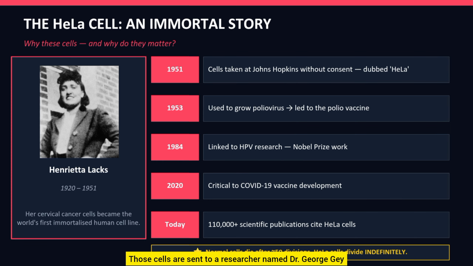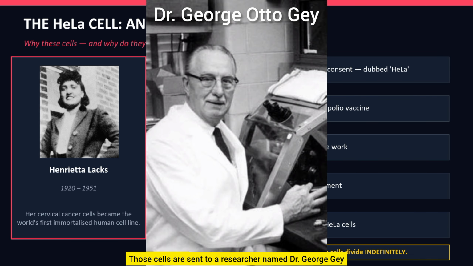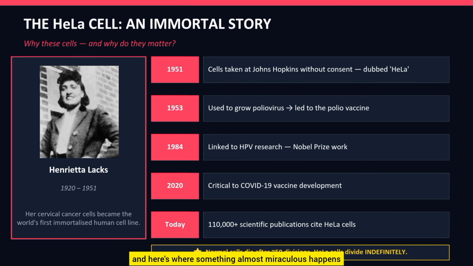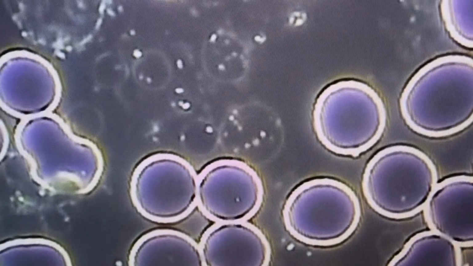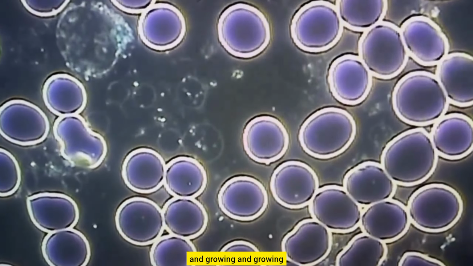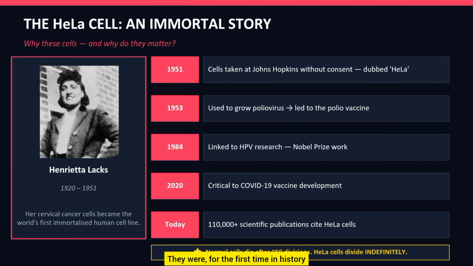Those cells are sent to a researcher named Dr. George Guy. And here's where something almost miraculous happens. Every other human cell that scientists had ever tried to grow in a lab died within days, but Henrietta's cancer cells? They kept growing, and growing, and growing. They were, for the first time in history, immortal human cells.